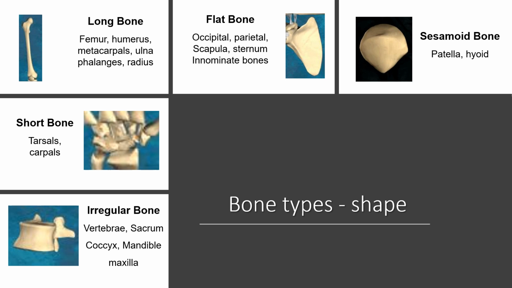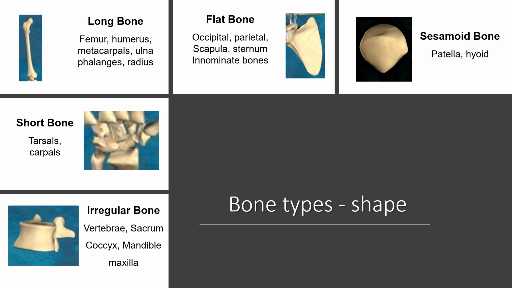Short bones, good examples of short bones would be tarsals and carpals, and they're also known as condyloid bones. So they're short condyloid bones. It talks about how they move and glide over one another. A flat bone would be the occipital, the parietal, scapula. The sternum is a flat bone. The innominate bones are flat, smooth bones. The sesamoid bones, there are only two in the body, so this is often a common question. There's the patella, which is the kneecap, and the hyoid.